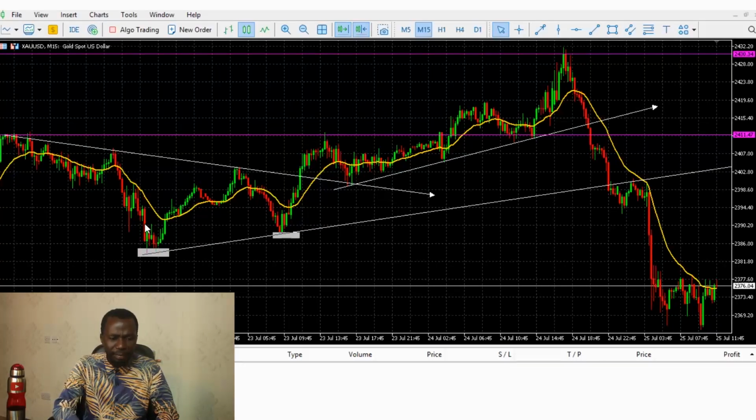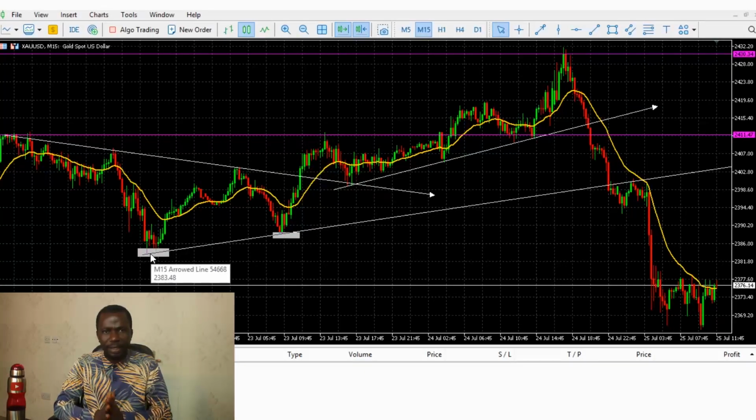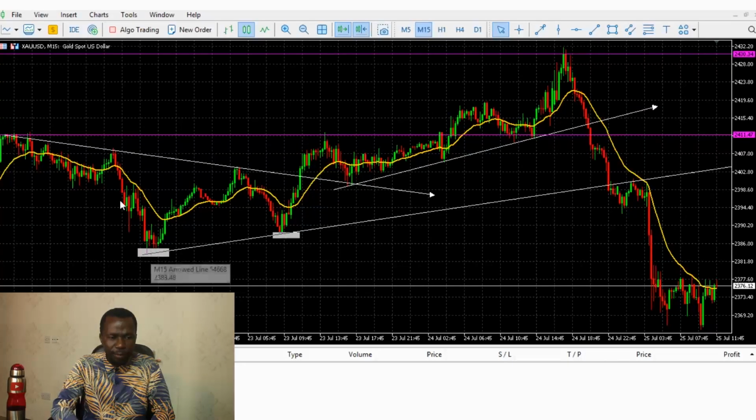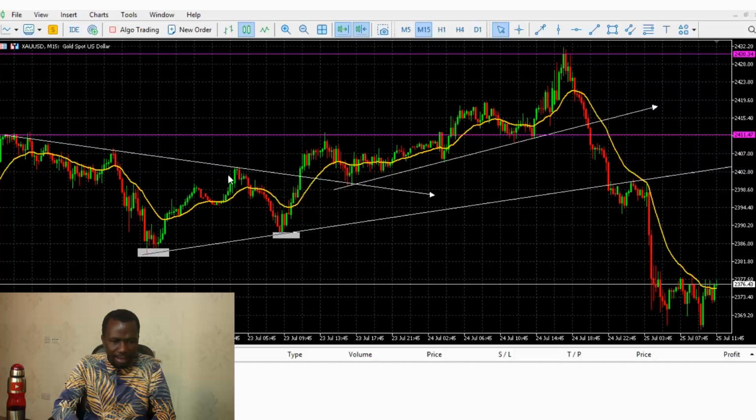So here the market made two lows, right, but the lows are not equal, right? So from here you can clearly see that the market has changed its trend. So now instead of getting lower highs and lower lows, we are now getting higher highs and higher lows, right? So this is the higher high, and this is the higher low.